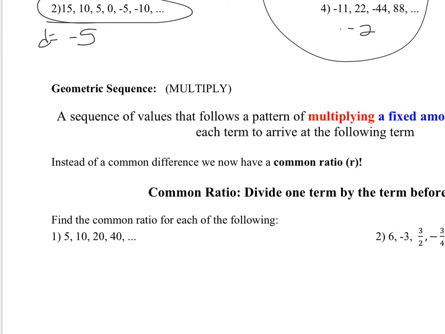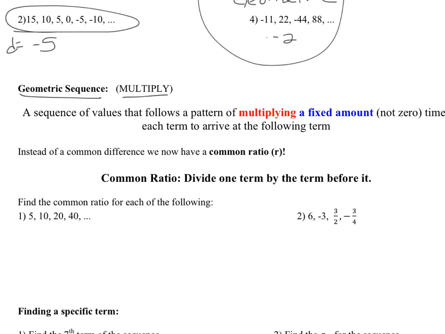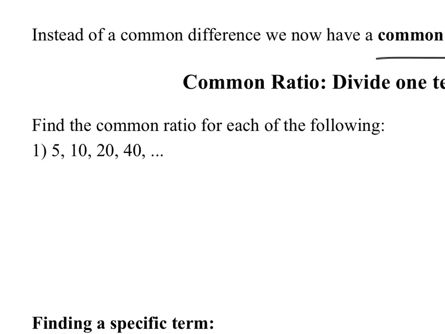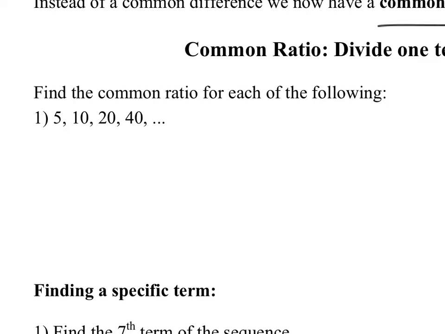Okay, so again, whenever you have a geometric sequence, you're multiplying to get to the next term. Multiplying by a fixed amount, that is called a common ratio, or we call that R. So to find that, we divide one term by the term before it. Okay, so to find the common ratio here, I'm just going to zoom in a little. So for this one, you just take one term. It doesn't matter which one. Generally, you take the easiest one and divide it by the one before.